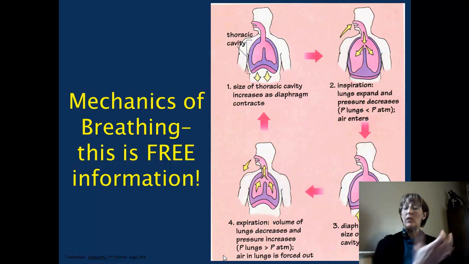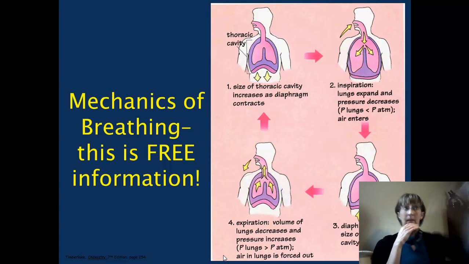Well, when you relax that muscle, that diaphragm pops back up in that upside-down U, it decreases the volume, and if you decrease the volume, you increase the pressure. And the air outside is less pressurized than the air inside your lungs, and it automatically moves from an area of greater pressure to an area of lesser pressure. We'll talk about this in class again.